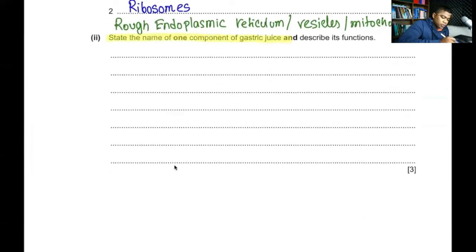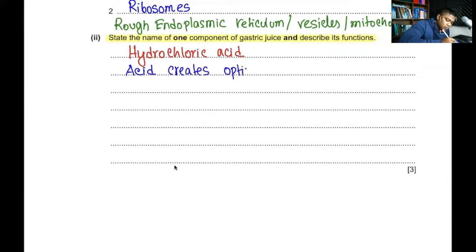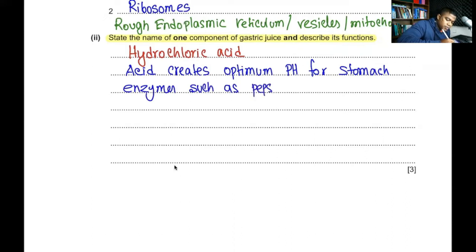State the name of one component of gastric juice and describe its function. One component of gastric juice. Very good question. So one of the major components of gastric juice will be hydrochloric acid. And its function will be: acid creates optimum pH for stomach enzymes such as pepsin.